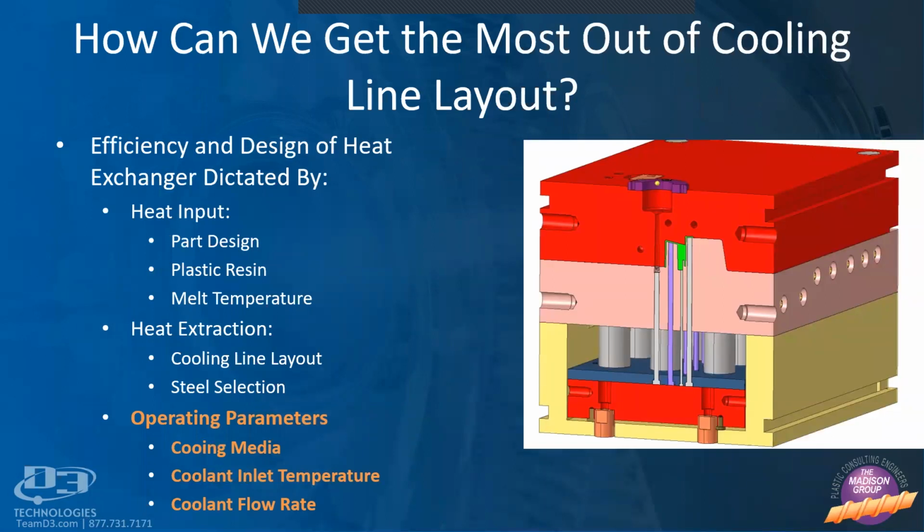So after we have the mold design and the steel selections and we have our part design optimized, usually then it comes down to getting the part in the press, and we have to optimize the heating efficiency and the cooling efficiency of this mold. This is usually left to the production floor. And so here we're talking about what cooling media we are going to use for our part, what coolant inlet temperatures we are going to set for this mold, and what type of flow rates we are going to achieve for this mold as well.